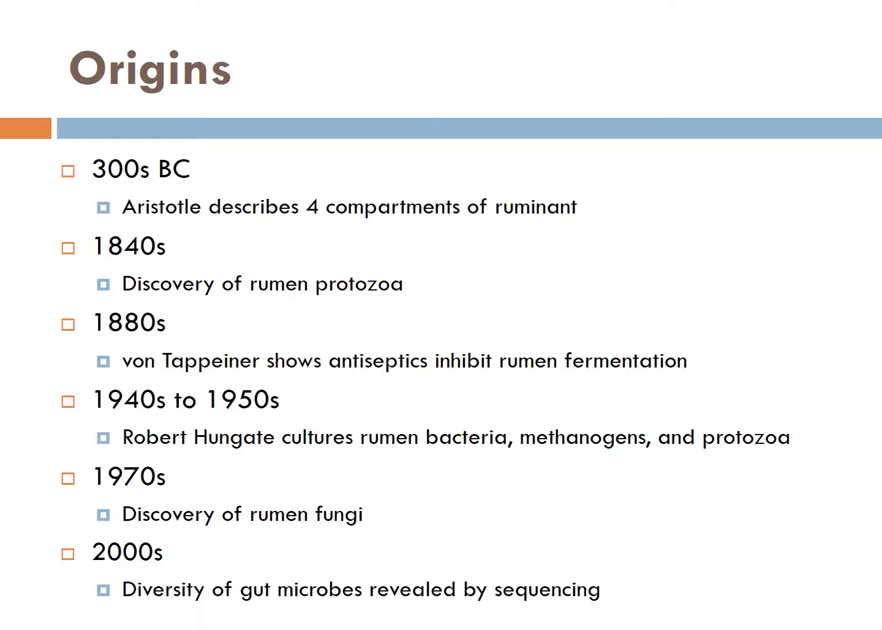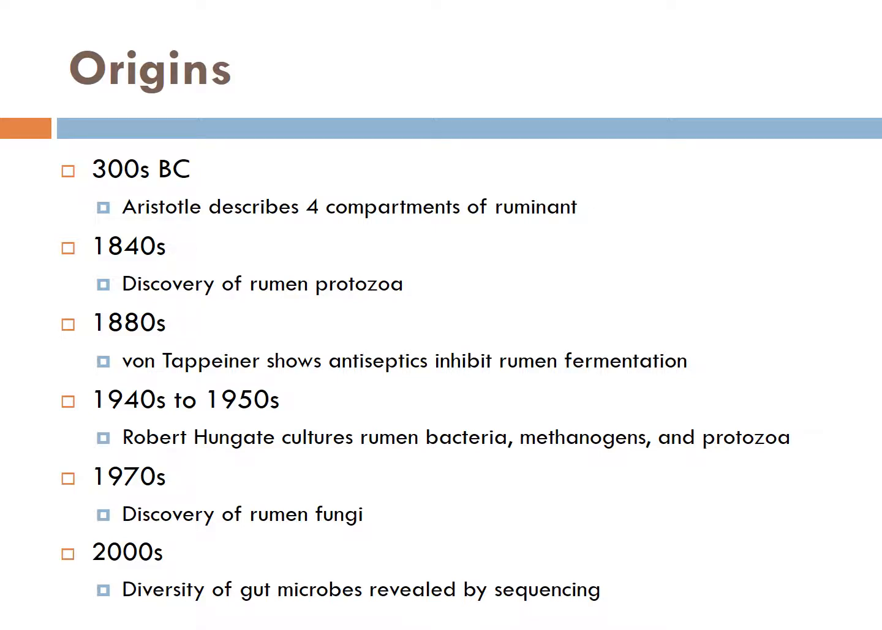In the 1840s, the rumen protozoa were discovered under the microscope. It wasn't until the 1880s that we had some sense of the role of microbes in fermentation. At that time, a German scientist showed that antiseptics inhibited rumen fermentation. In the 1940s and 50s, we finally cultured some of these microbes. Robert Hungate was the pioneer. He cultured rumen bacteria, methanogens, and protozoa. In the 1970s, rumen fungi were discovered, or at least they were recognized as fungi.